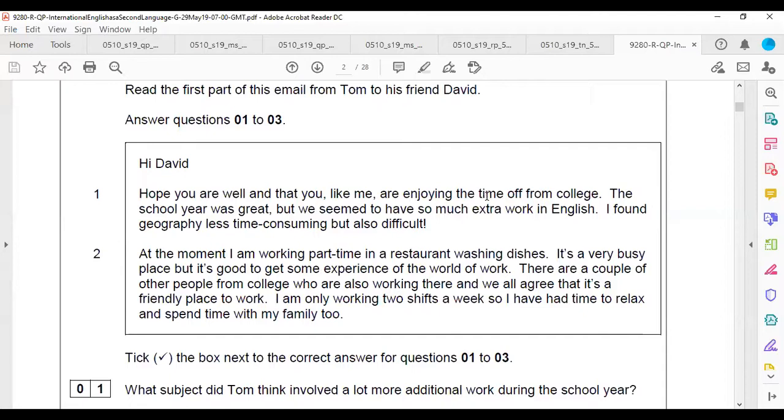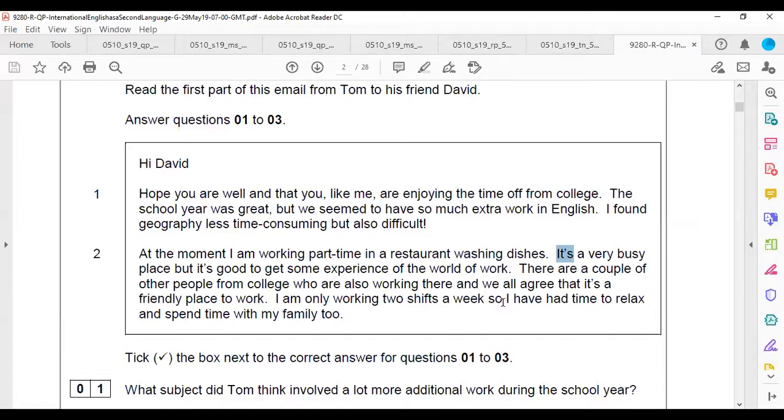So the fact that you use a variety of tenses gives taste and a flavor to your writing and will qualify you for a higher grade. The fact that he didn't say I hope, he didn't give a full clause here, but just shortened it. At the moment I'm working part-time in a restaurant washing dishes. It's very busy. He didn't say it is. And as you can see, it's very simple language. No complicated language, no very advanced vocab.